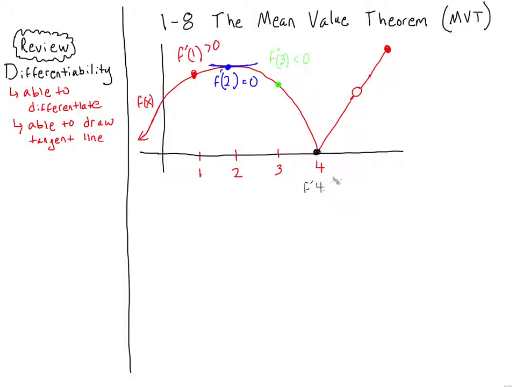It's DNE. I already hear you guys correctly say it is DNE. F prime of 4, DNE.